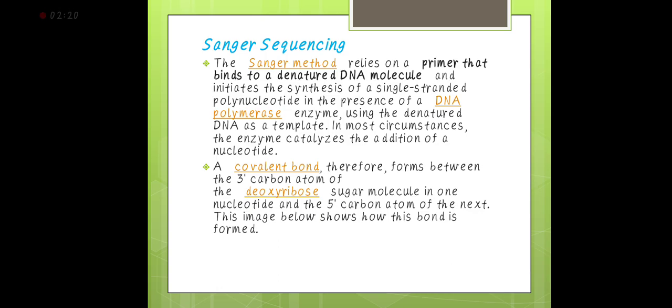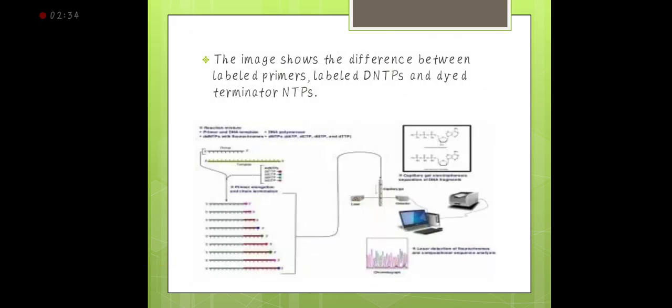This image shows how this bond is formed. First, guanine, this condensation reaction, and next the phosphodiester bond. This image shows the difference between labeled primers, labeled dNTPs and dideoxy terminators, ddNTPs. Basically, this image shows a schematic representation of dideoxy terminator sequencing.